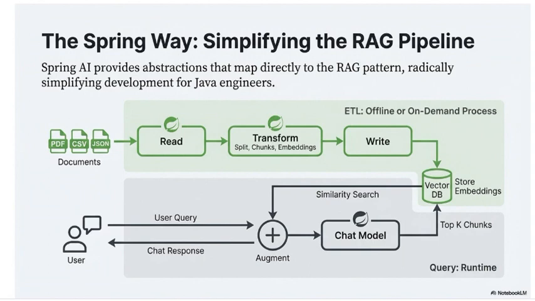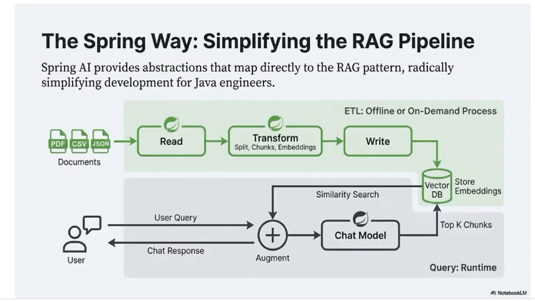Exactly. The bottom layer is the runtime phase. This handles the live user prompt, typically triggered by a controller endpoint. It initiates the similarity search against the vector store, performs the prompt augmentation, and then executes the LLM call using the chat client abstraction for generation.